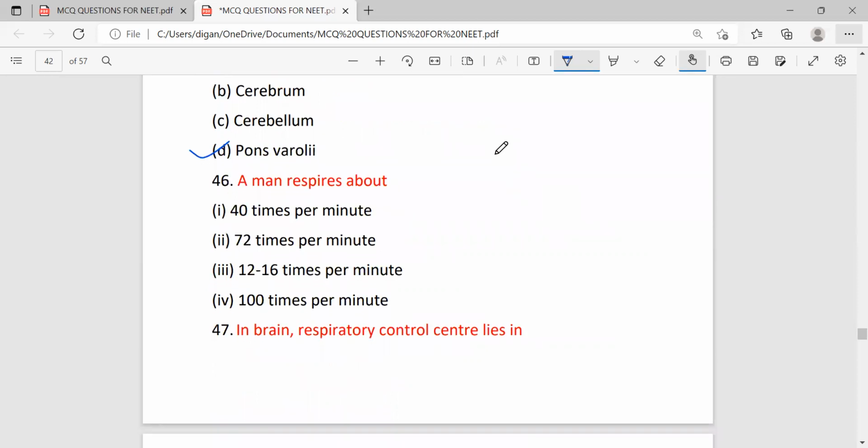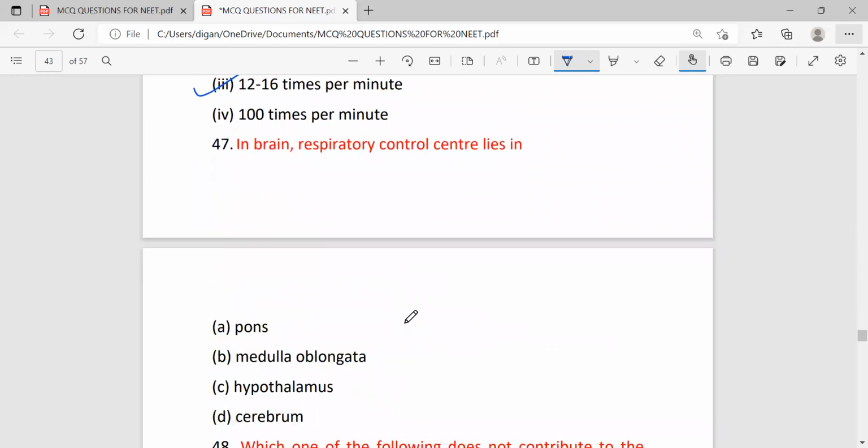Next, a man respires about 40 times per minute, 72 times per minute, 12 to 16 times per minute, 100 times per minute. Correct option is C, means 3, 12 to 16 times per minute.